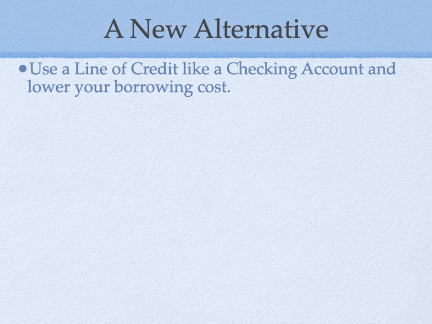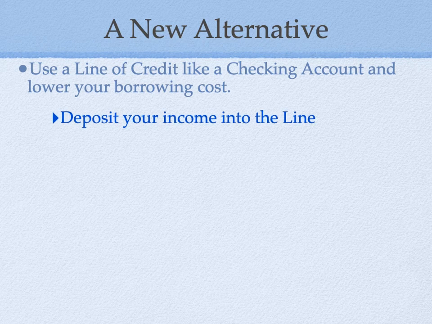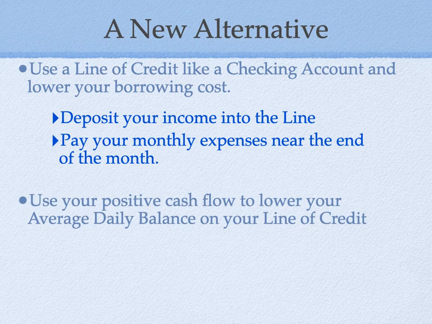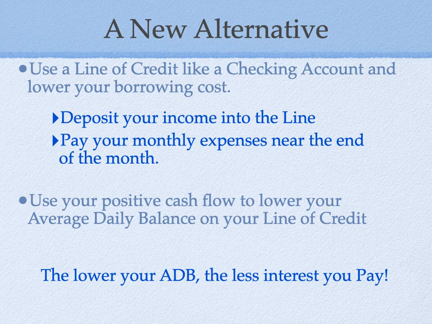Our new alternative will be that since the interest is charged using the average daily balance, we'll deposit our income into the line as a loan payment, we'll pay our expenses near the end of the month, and we'll use our positive cash flow to lower our average daily balance on our line of credit. And we'll use our line of credit as a way of making payments on our other loan. The lower our average daily balance, the lower the interest that you'll pay.